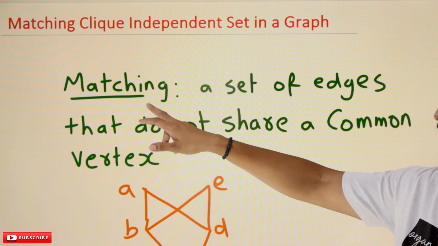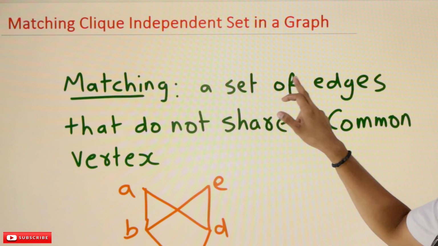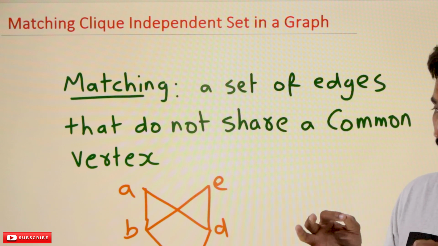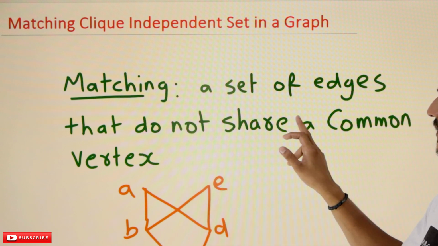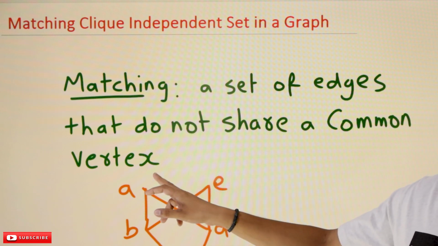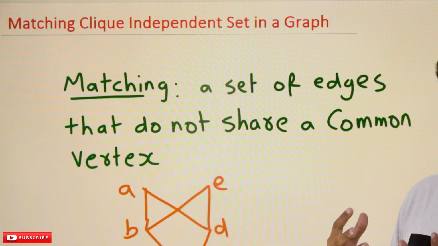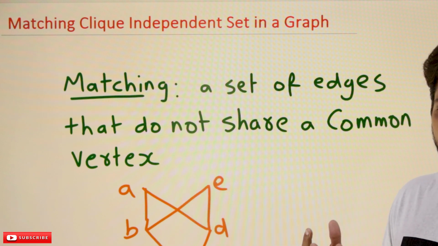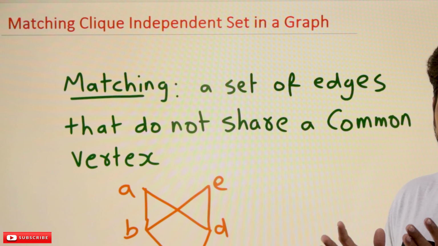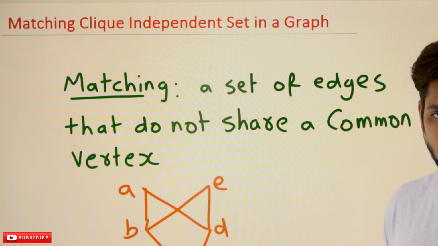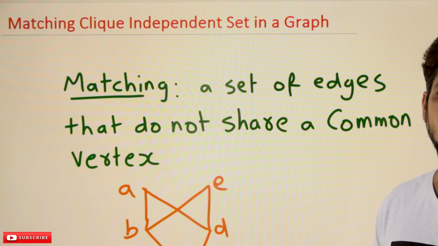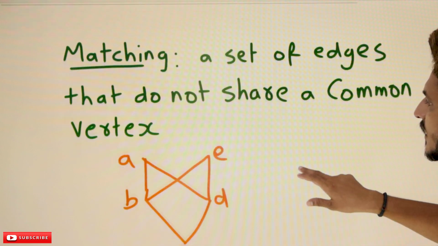Matching. When we say matching, it is a set of edges. We take a set of edges from the graph, a set of edges that do not share a common vertex. Whatever subset of edges we pick, they do not share a common vertex. You take any pair of the edges, and they should not have a common vertex. That is what we need to understand. With an example, you are going to understand it better.